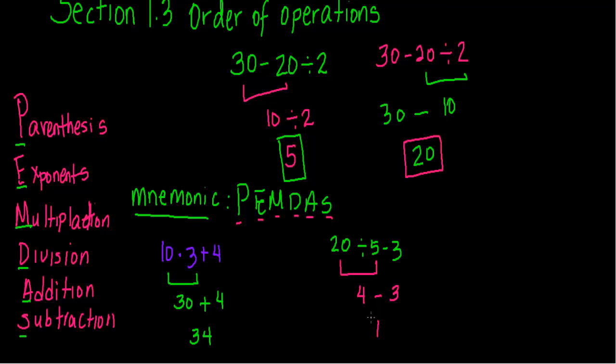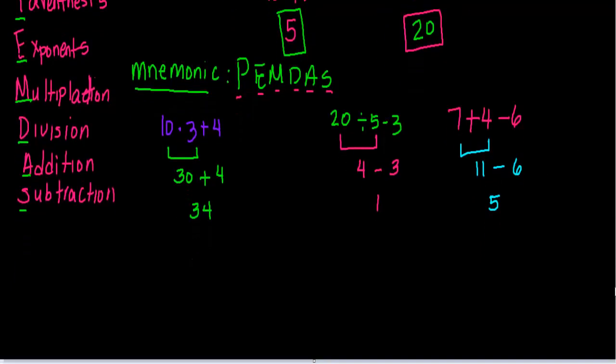Let's do one more example. 7 plus 4 minus 6. What do I do first? Do I add or subtract? Let's see our order of operations. Parentheses, exponents, no multiplication, no division. Addition comes next. That means I'm going to add first. So let's add 7 plus 4, make it 11, bring down the minus, bring down the 6, and I get 5. Okay?